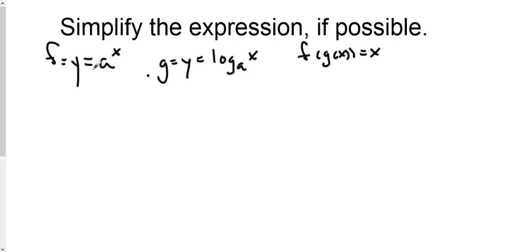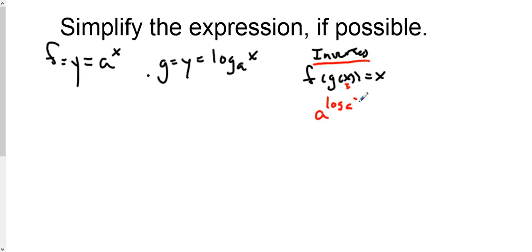What that means is that if these are inverses of each other, which they are, this property only works if they're inverses. This is one of the major big time properties that you should always know, math students out there: a function composed with its inverse equals the value inside, in this case x. So if I take g composed with f, that would be a to the log base a of x.